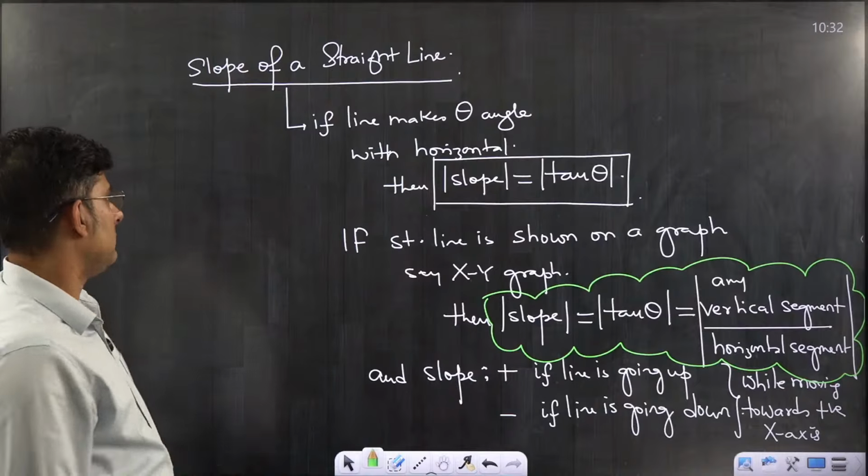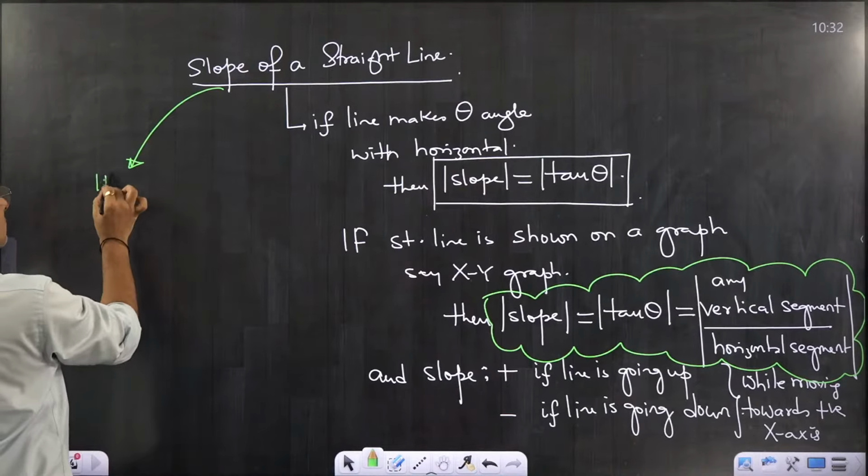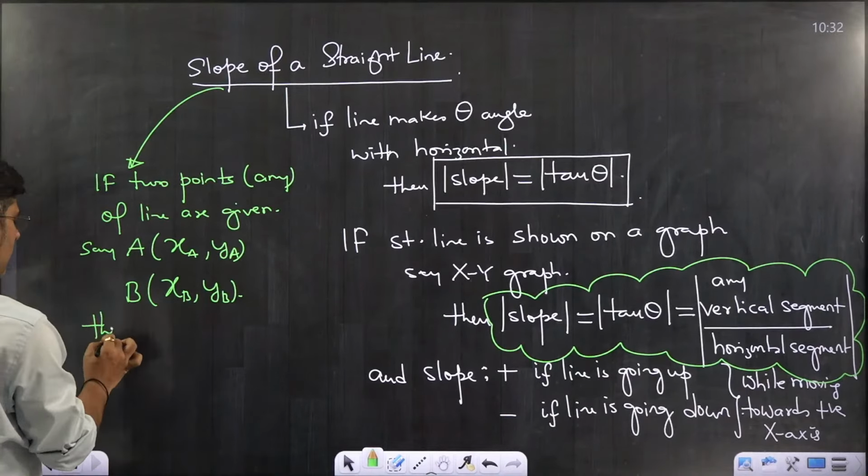Now in this case, if you have 2 points, any 2 points of the line are given. Say you have a point A whose coordinates are given, xa, ya, and another point B whose coordinates are given, xb, yb. Then you can directly use slope as the difference in y coordinates by the difference in x coordinates.